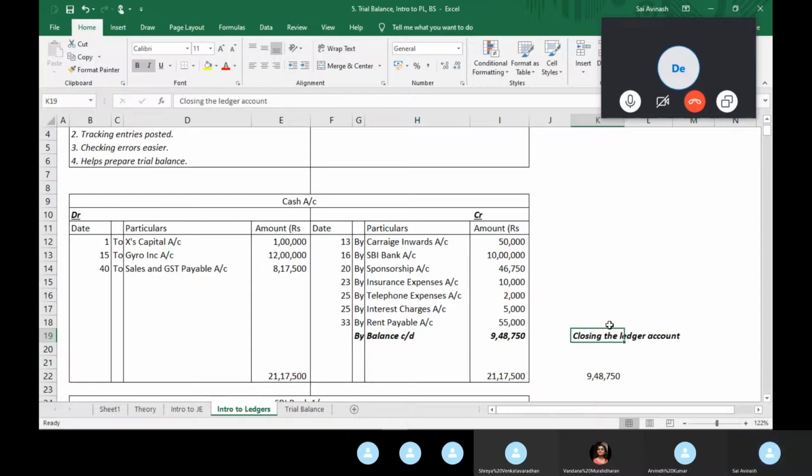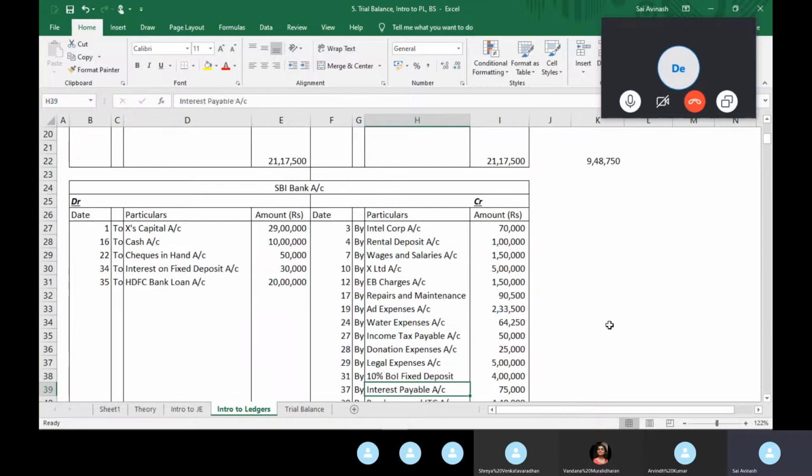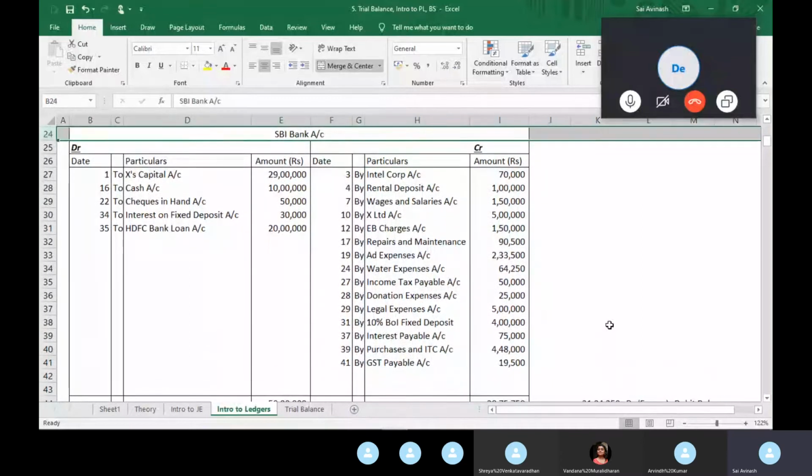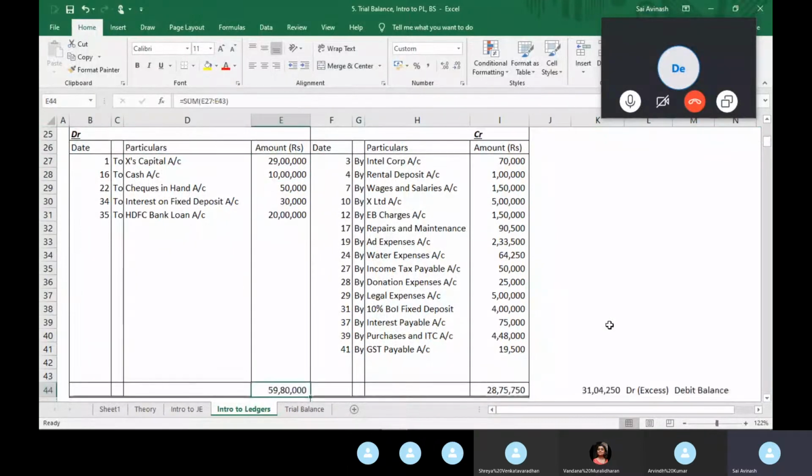Okay. Now let's try this again for another account. Let's take our SBI bank account, right? SBI bank account is typically an asset account, so I will expect an asset account to typically have a debit balance. Okay. So here we have 59.8 lakhs worth of debits, but we only have 28.75 lakhs worth of credits, right? So the debit side is more. So I'll have to pass a credit entry to balance off the difference.